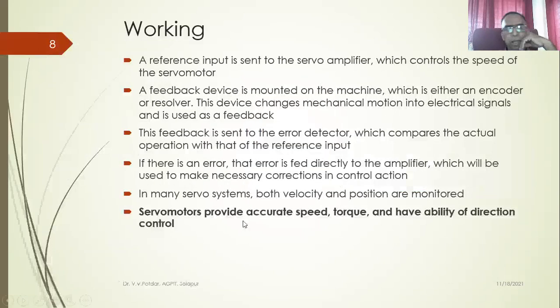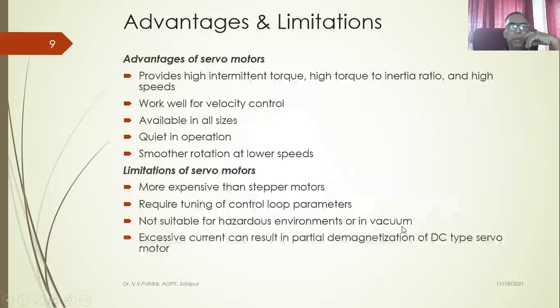Working, we have already seen this. Servo motors provide accurate speed, torque, and have the ability of direction control. What are the advantages and limitations of these servo motors? Advantages: servo motors provide high intermittent torque, high torque to inertia ratio, and high speeds. They work well for velocity control. These servo motors are available in all sizes. They are quiet in operation. They provide smoother rotation at lower speed.